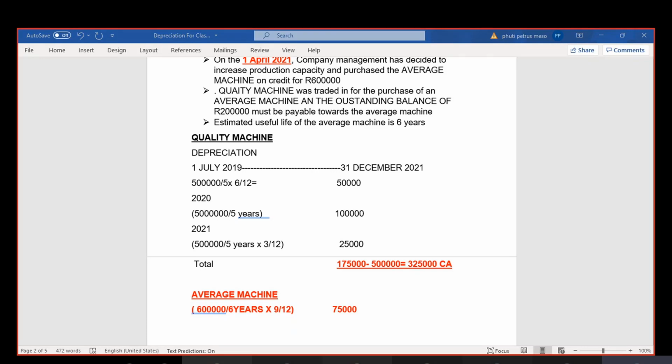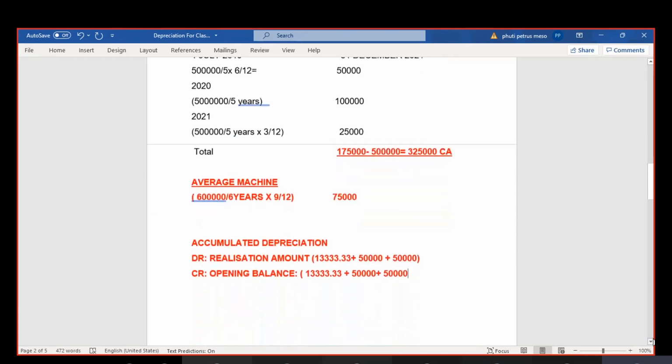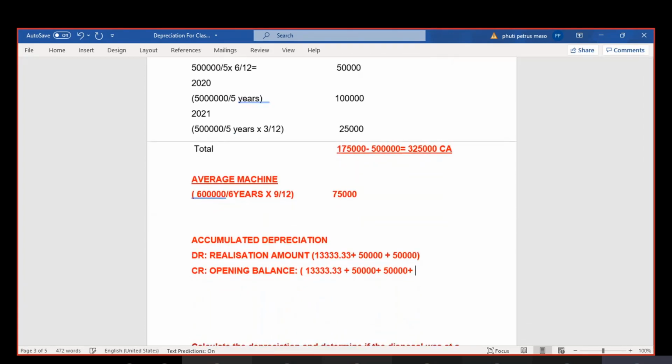Okay, so you're going to say, that 50,000 plus 100,000 rand, then you plus your, I think it's 25,000 rand, right? Am I correct in that one? Yes. Okay, no problem. All right, look at it in this way.